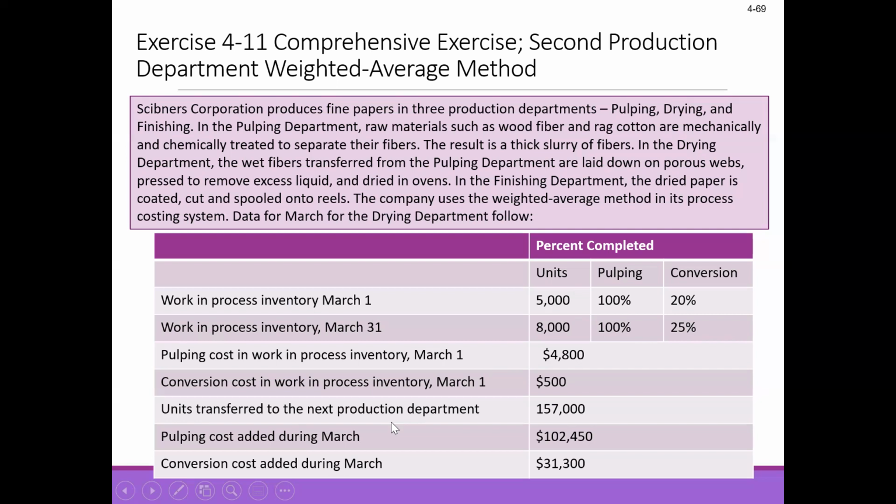Then it tells us our pulping costs started at 4,800. Our conversion costs were 500. Units transferred in is 157,000. We added 102,000 in pulping costs and in conversion costs.